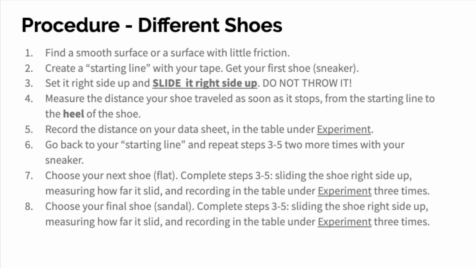6. Go back to your starting line and repeat steps 3 through 5 2 more times with your sneaker. 7. Choose your next shoe, maybe the flat. Complete steps 3 through 5, sliding the shoe right side up, measuring how far it slid, and recording in the table under Experiment 3 times. 8. Choose your final shoe. That leaves the sandal. Complete steps 3 through 5, sliding the shoe right side up, measuring how far it slid, and recording in the table under Experiment 3 times. If this is the procedure you are planning to use, pause the video now and try out the activity. Come back and see our reflection questions.